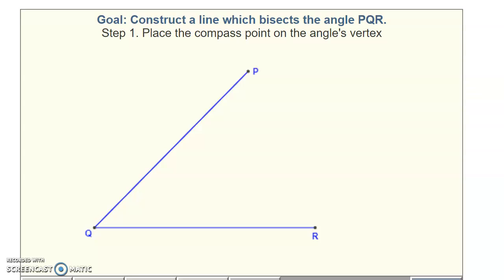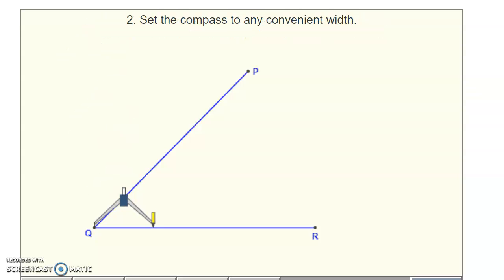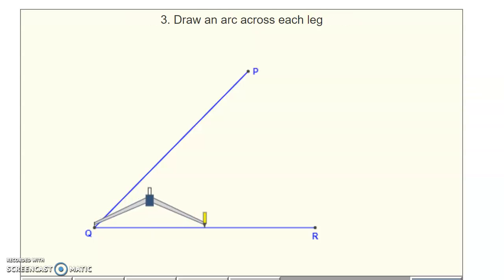We start with an angle, and we are going to place the point of the compass at the vertex of the angle. It doesn't really matter how wide you set the radius of your compass. Really, you don't want it to be too big, you don't want it to be too small. You just want something kind of smaller than half of your angle is the general rule I like to use, but that's just preference. It's not anything mathematical. You open it up and you draw an arc across each leg.